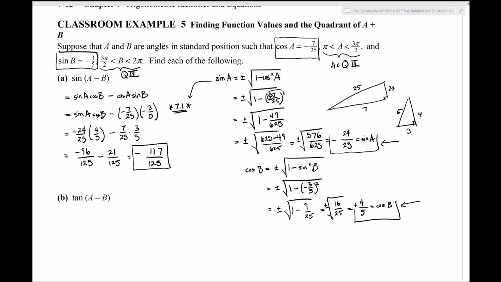So there's a couple of things we could do. Tangent of A minus B. There's a formula for tangent A minus B, and I could do that. So here's the first: tangent A minus tangent B over 1 plus tangent A tangent B. That's the formula I'm talking about. That's the first way you could try.